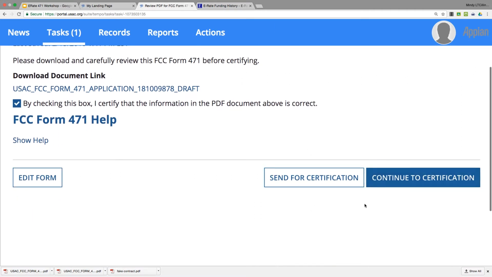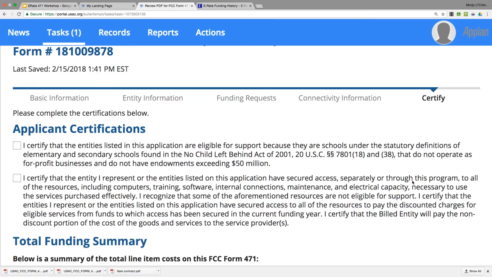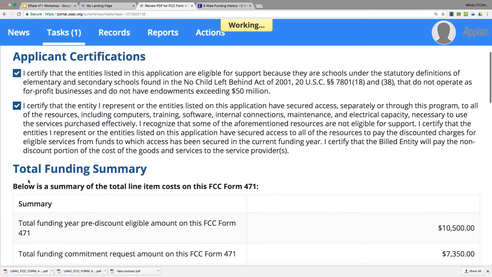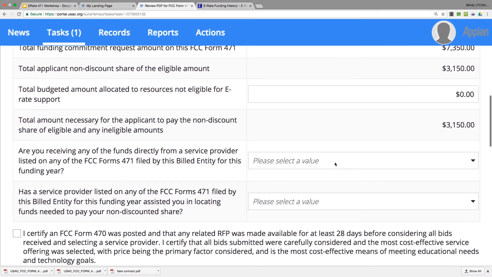Somebody asked over the break the difference between send for certification and continue to certification. Send is to someone else in your district. If you have anywhere in your form something that says save and share, that is sending it to someone else in your district. You're going to continue to certification, and again, all of the boxes are checked, and the 2 pull downs are no.